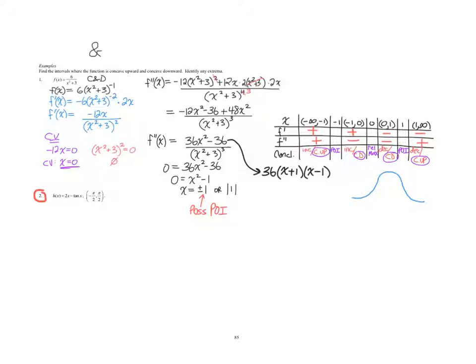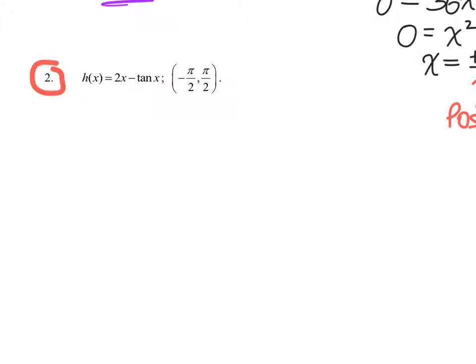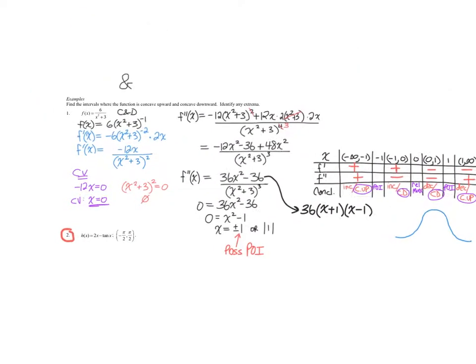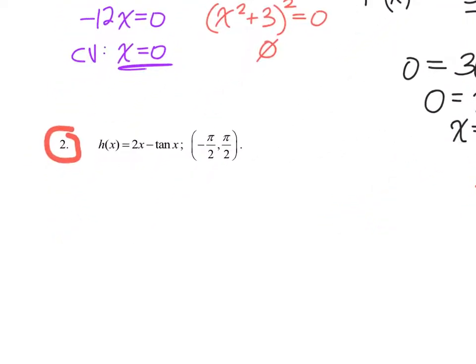There you have it. 85. I think it was the next circled one because I deleted all the pages that weren't relevant. Hopefully I only deleted the irrelevant ones. It would help to look at the directions: intervals where the function is concave upward and concave downward, and identify any extrema.